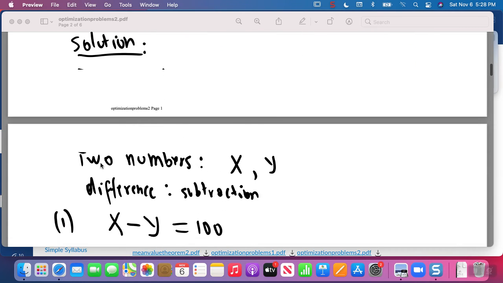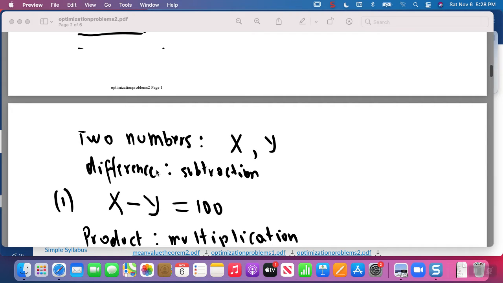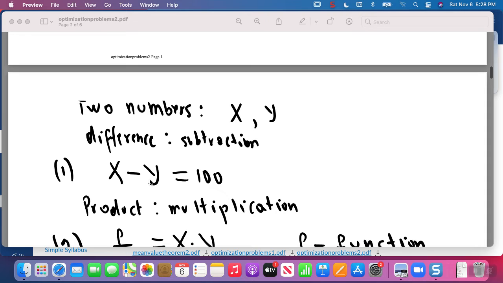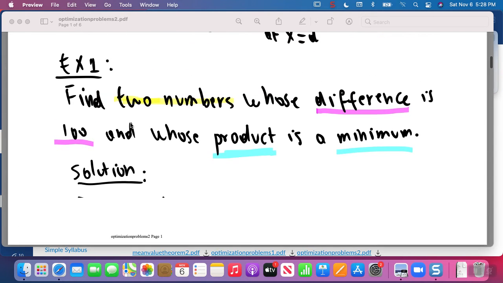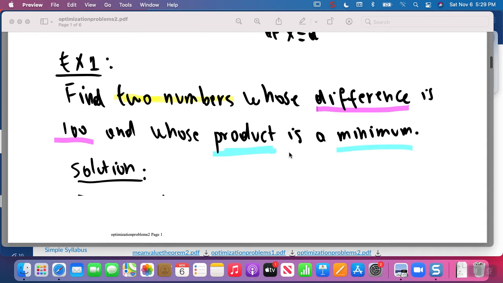So you use x and y as two numbers, and then the difference is that you take x minus y, it gives you 100. Okay, so that's the first part from the beginning up to here. Then when you continue, it says and whose product. So when you multiply those two numbers, the product is going to be a minimum. So because of this minimum, it tells you we're doing the minimization problem.